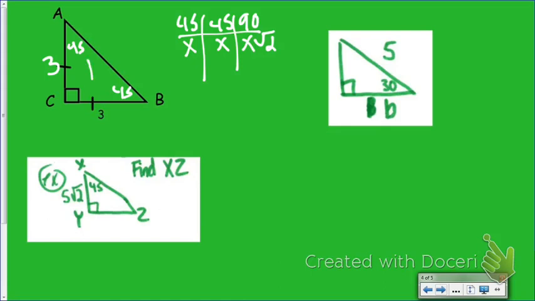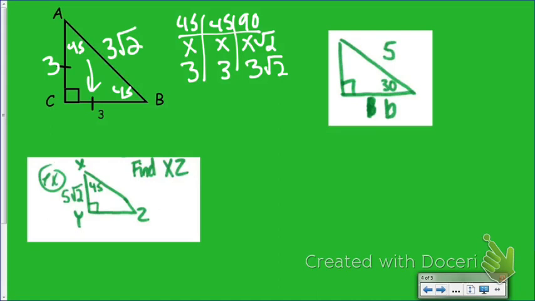Across from 45 is 3 on both sides, which means that my x is 3 because it's in that same little column. So x equals 3. So everywhere there's an x, I fill in 3. So across from 90 is 3 square root of 2. And I just solved that triangle.